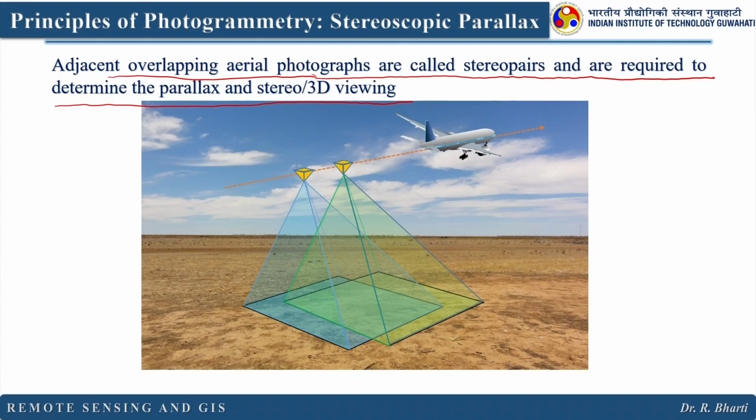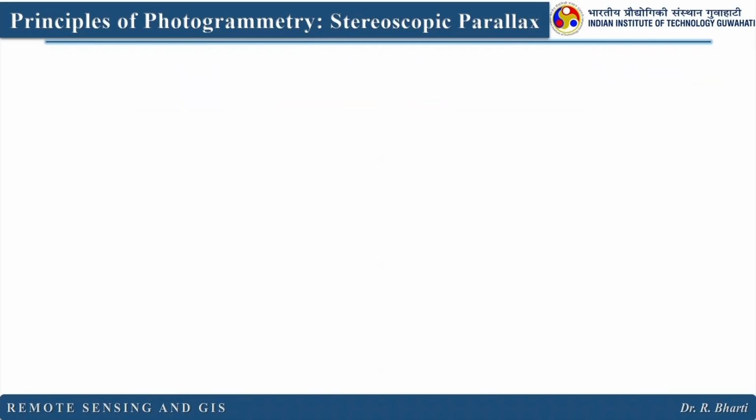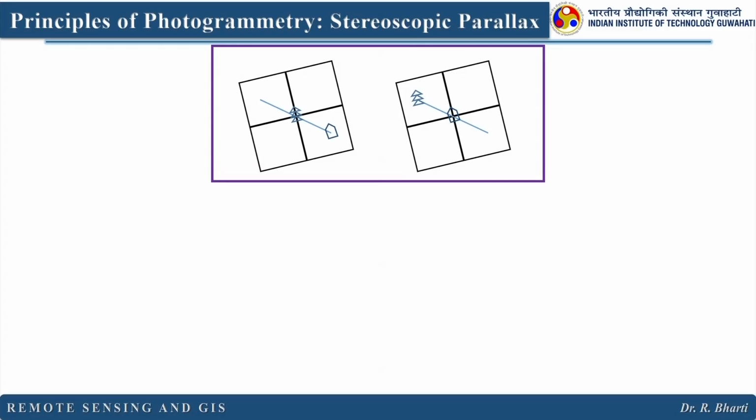And then we can have the stereo pairs. Now, for 3D viewing, stereo pairs are required with approximately 60% end lap and 20 to 30% side lap. If you have this, then only you can generate the 3D image of that particular area. Now, for stereoscopic parallax calculation, what do we have to do? First, we have to identify the principal point and the conjugate principal point. And then we have to find out the flight direction, and then we can calculate the stereoscopic parallax.